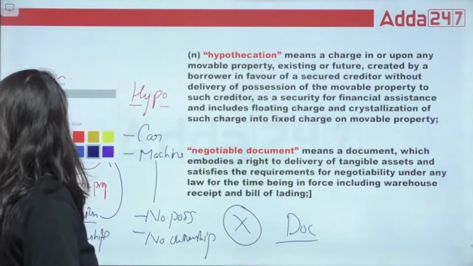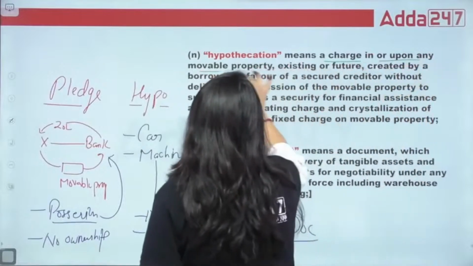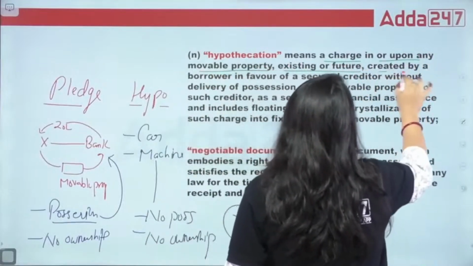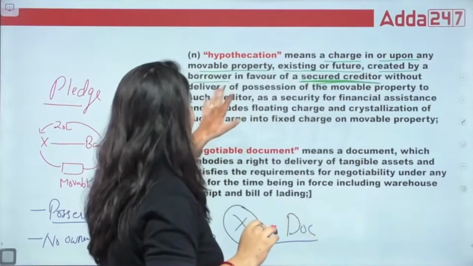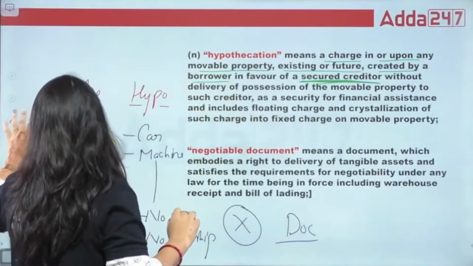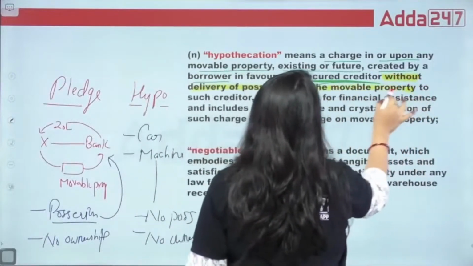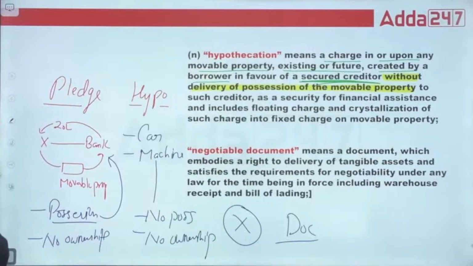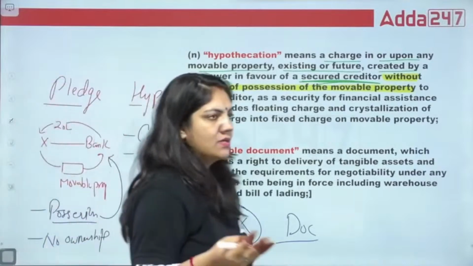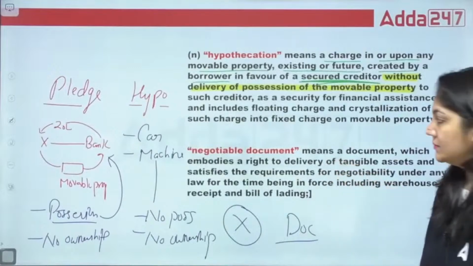Now you can see the definition here. A charge upon any movable property, existing or future, created by the borrower in favor of a secured creditor without delivery of possession of the movable property. This is an important point. This is your hypothecation. What is a negotiable document? A bill of exchange, promissory note, check, etc. come under negotiable documents.